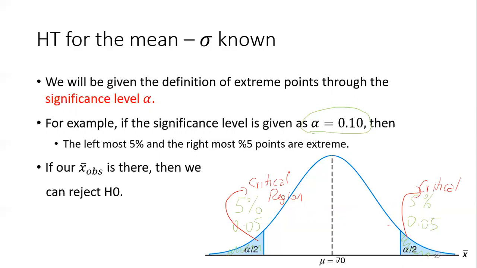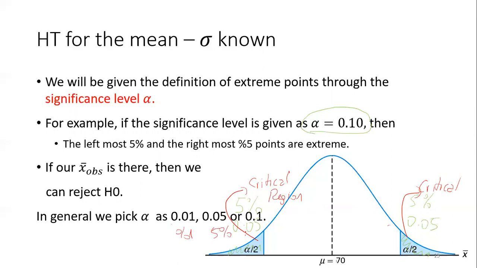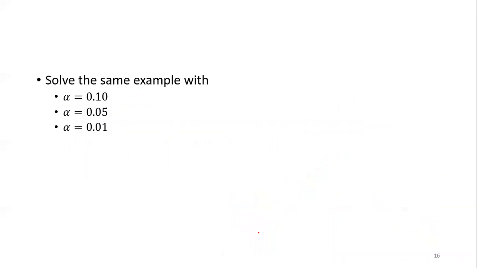So if your X bar observed is there, then you can just reject H0. In general, we just pick alpha as 0.01, or 1%, or 0.05, 5%, or 10%. So these are the general definitions of extreme points.